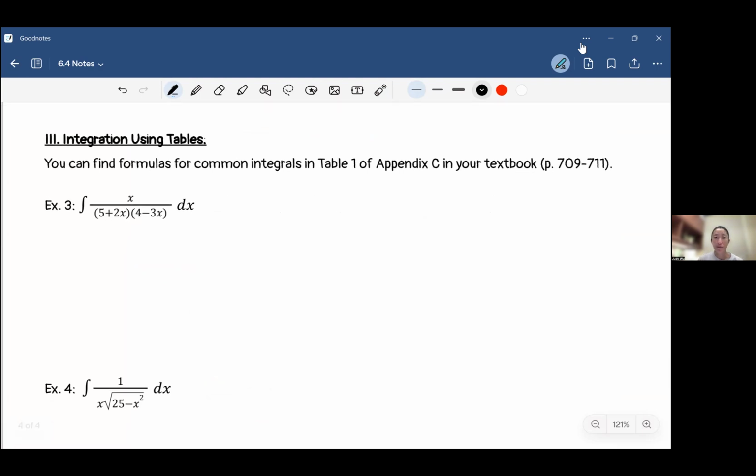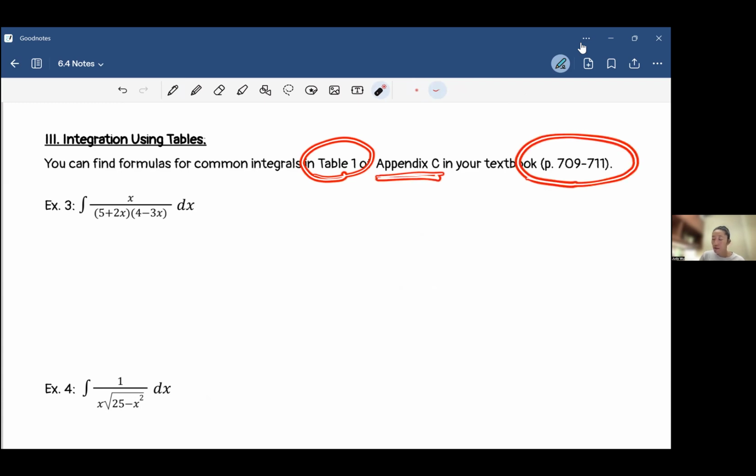Integration using tables. It turns out that we have so many integrals out there that, if you sat and did them out, you could do them, but sometimes they're so common in a lot of applications that someone actually took the time to list out all the common integrals. You can find these in your textbook. You're going to go to Table 1 of Appendix C, and I believe that corresponds to pages 709 to 711 in your textbook. Let's go ahead and highlight that.